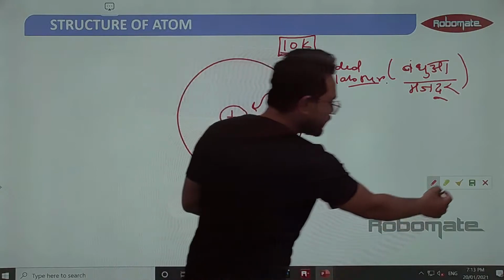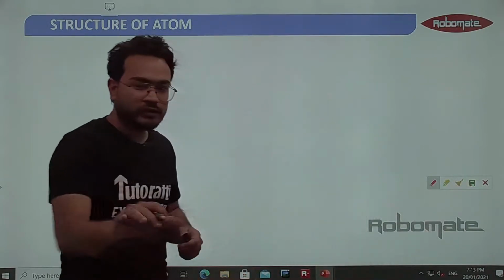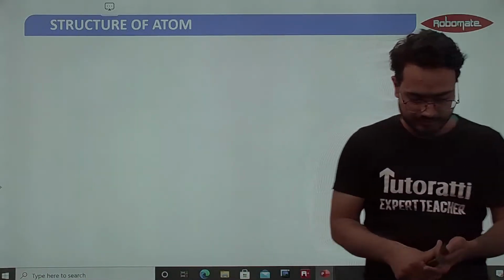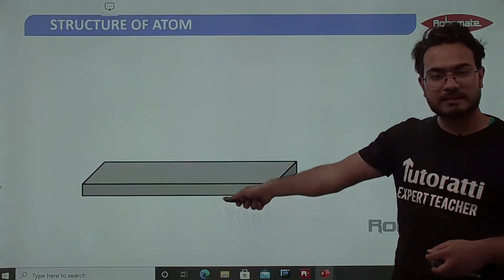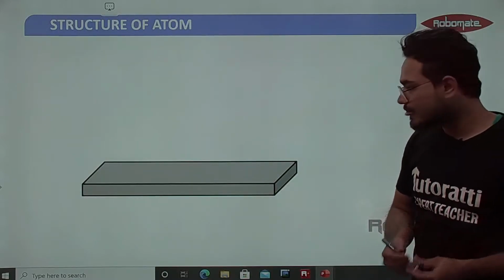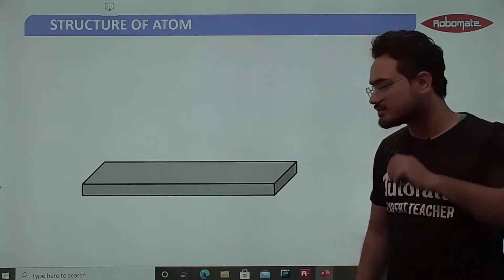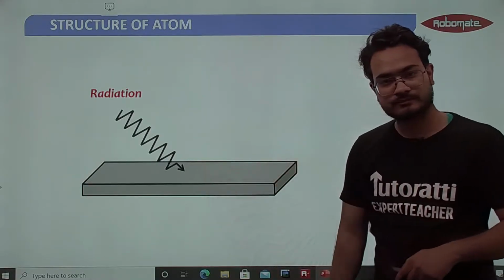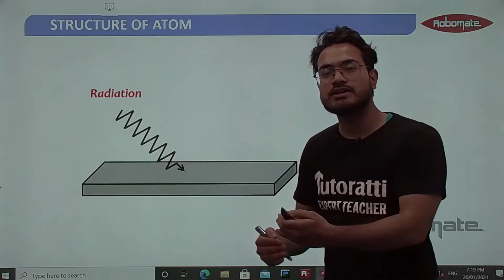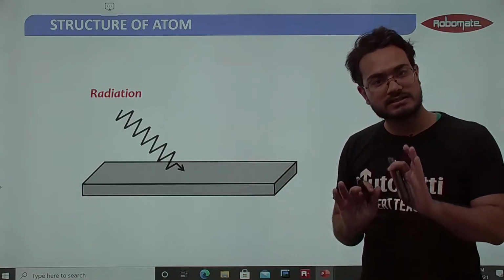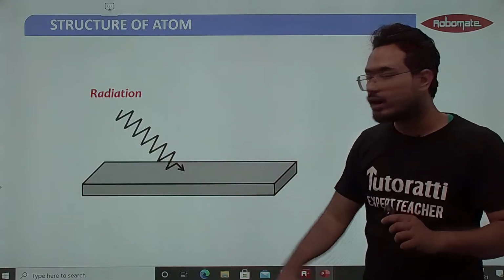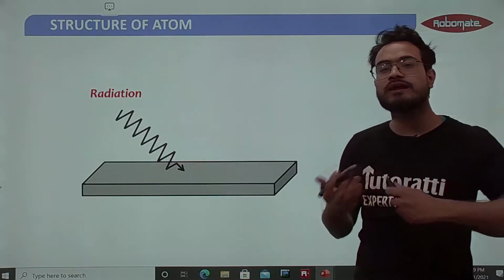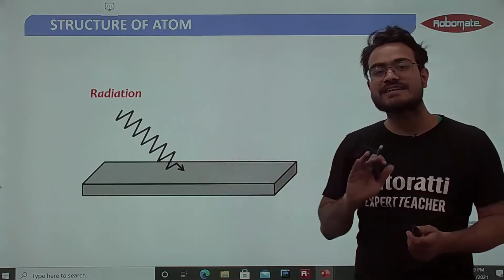So how does this photoelectric effect work? Just understand this by this slide. This is a metal surface. What happens in metal? Electrons are loosely held at the surface, and you are providing energy to the metal surface. A radiation in the form of photons is being provided to the metal surface. Now what will happen? The electron will receive the energy.